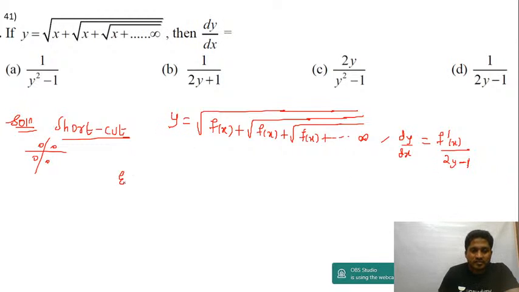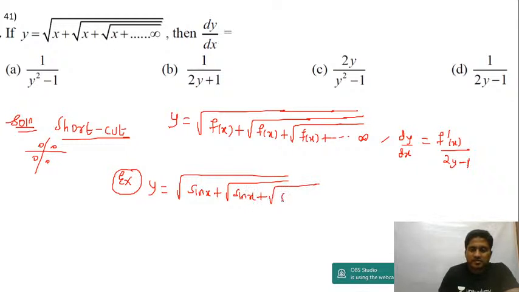For example, listen, y is equal to root sin x plus root sin x plus root sin x and so on up to infinity. Then dy by dx will be equal to, the denominator will be 2y minus 1. So the shortcut is f dash of x divided by 2y minus 1. If this is f, this is sin x, so the differentiation of sin x is cos x. So the answer is cos x divided by 2y minus 1. Hope you understood, guys.